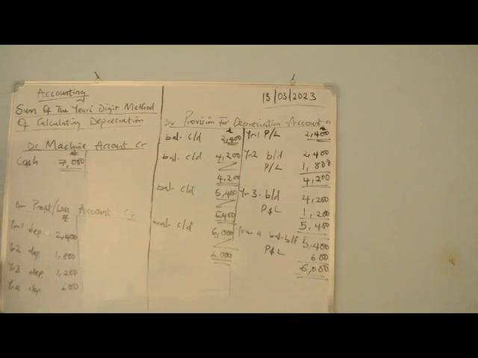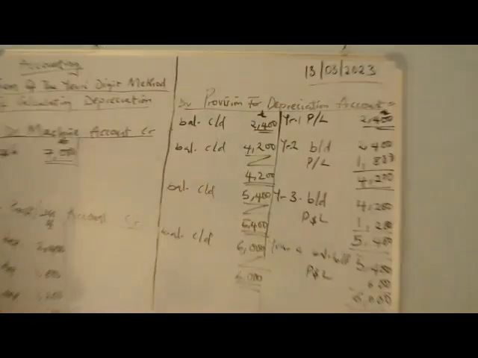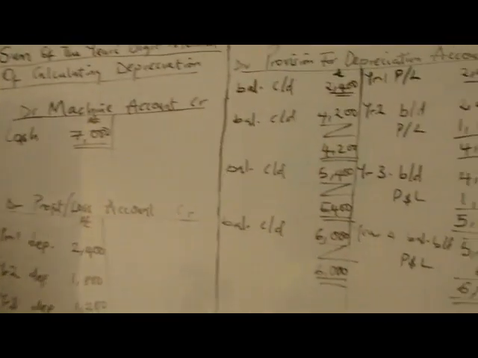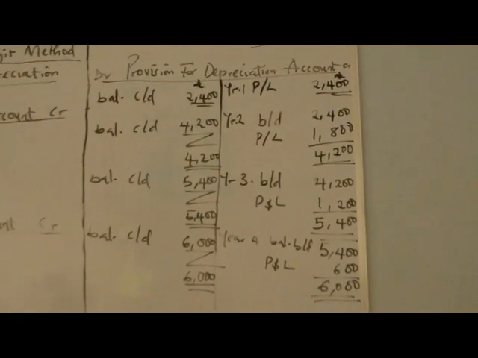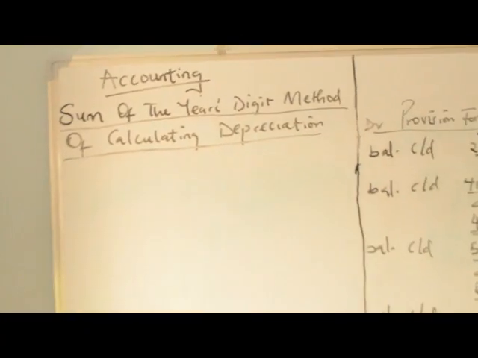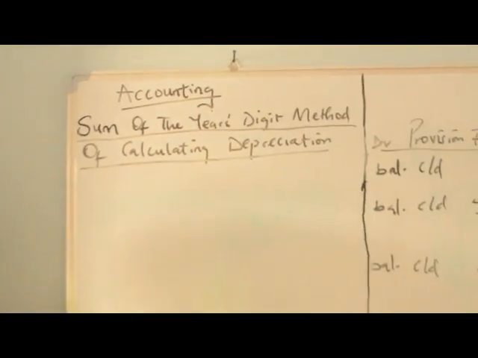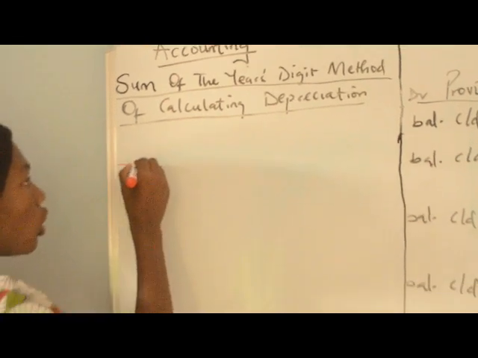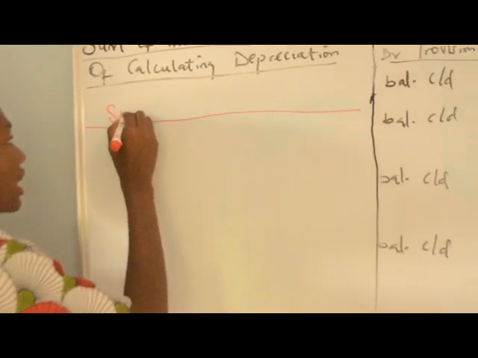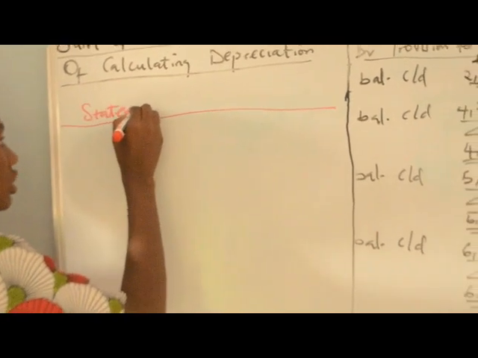So this is the provision for depreciation account. The last account we'll be preparing is our statement of financial position, also known as our balance sheet. So this is our statement of financial position.